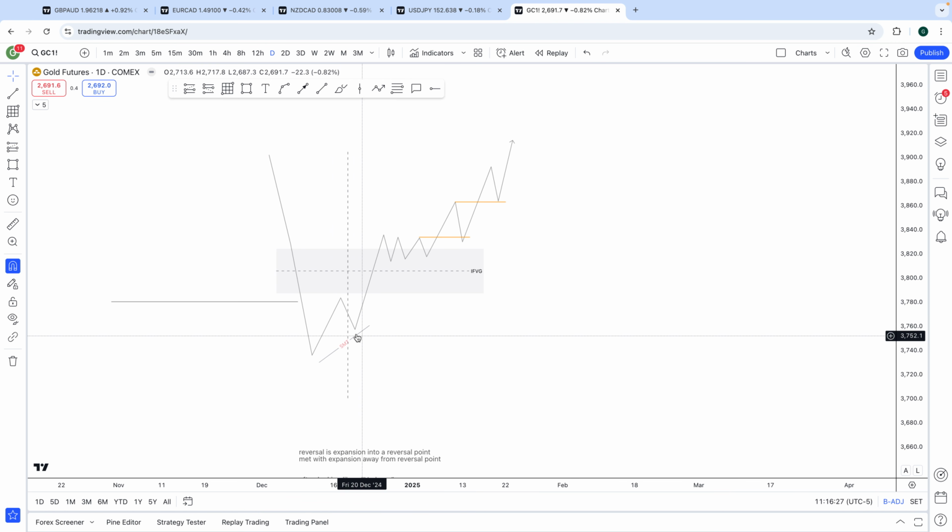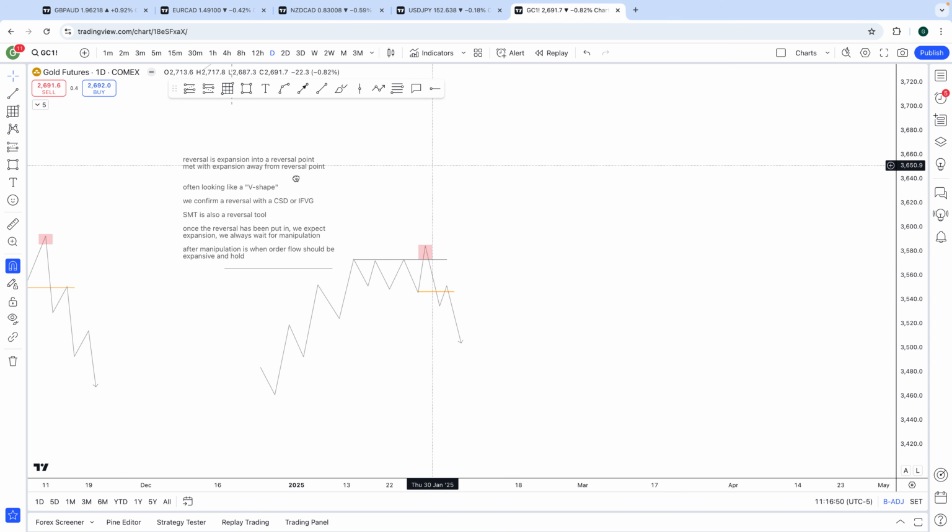And then once we see expansion away, right, and we get that continuation signature of, let's say, consolidation, right? This is how you know that this is most likely a reversal, right? Because we're going to get a continuation signature, right? And then we expand away, we start respecting order flow. That's how you know this is expansion met with expansion, right?